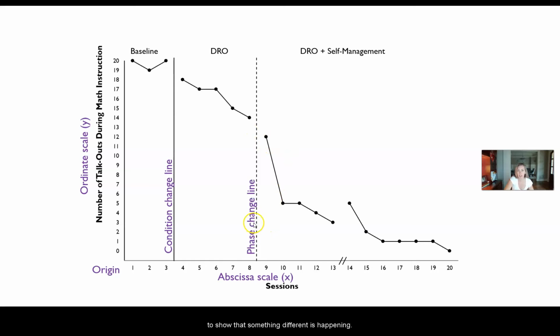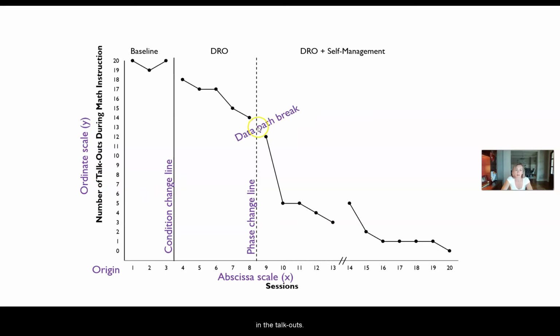Now this is also a change line, but technically a dashed line is a phase change line, and a phase change is when an intervention is just adapted. Generally, we try to thin out reinforcement or fade prompts, fade the intervention. So in this case, the DRO is no longer teacher driven, but the student is timing and self-reinforcing if the student goes a certain amount of time without engaging in the talk outs.